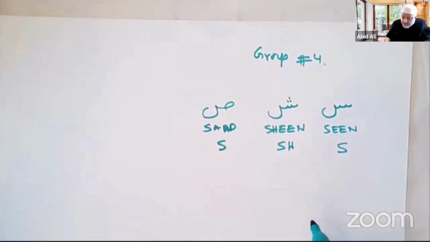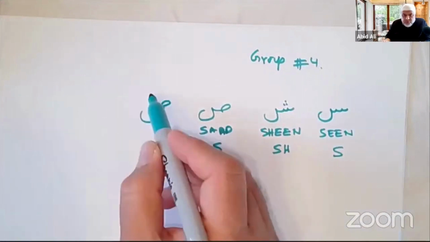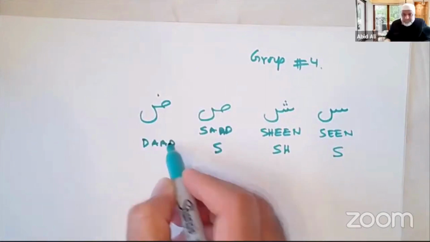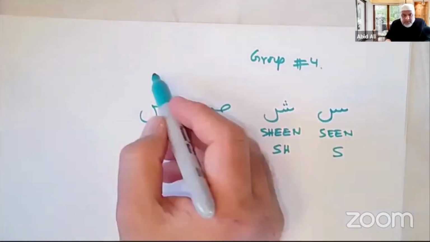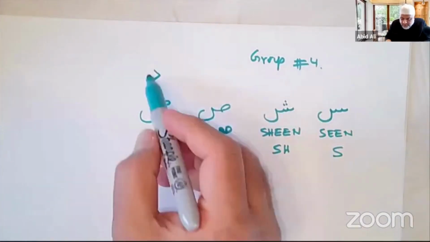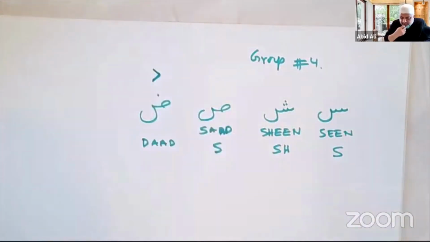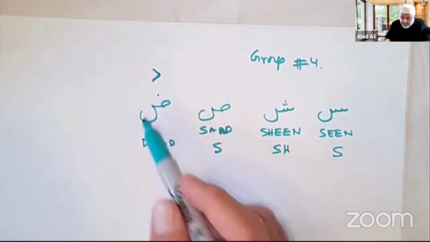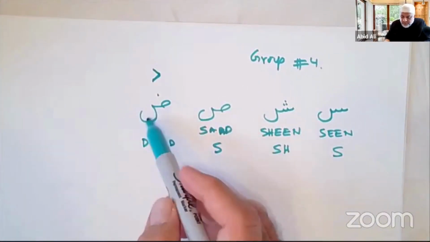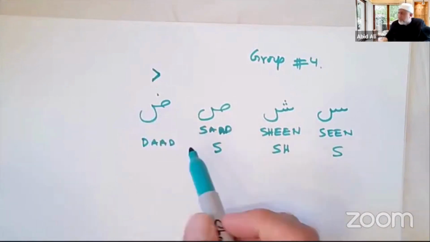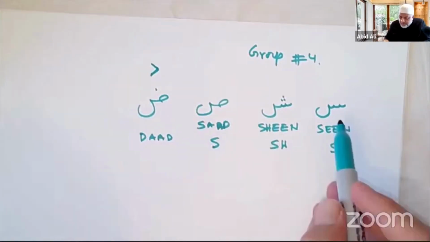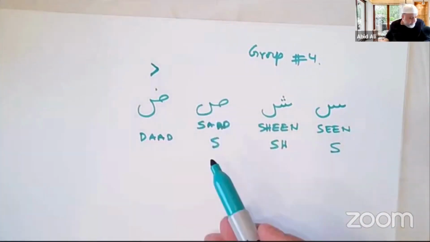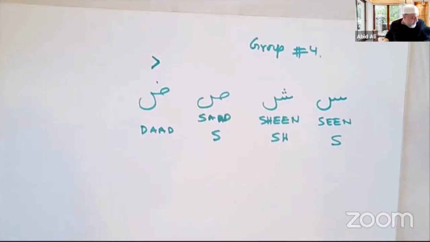Then the counterpart for sad is dod, so you're going to say dod. It's different from this dal. This is very hard because I myself am still a student of Tajweed. And being from India, Pakistan, these are some of the tough letters for us because we always mix them up. So seen, sheen, sod, dod. Okay, so that's group number 4.